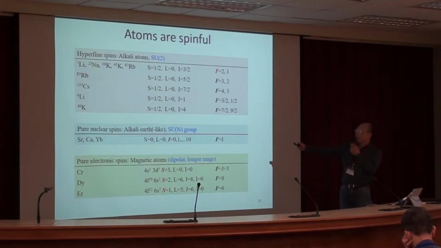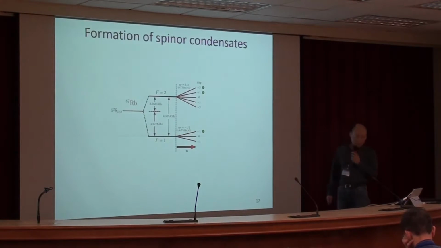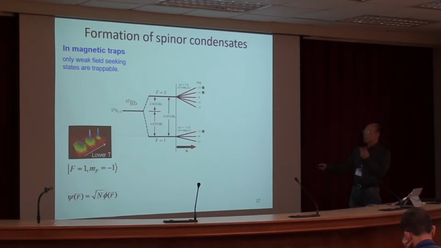And in our case, we actually took the most friendly one, the rubidium atoms. And the formation of spinor condensate. So this is when you turn the B field on, you will see the ground state spin 1 and the hyperfine excited state is spin 2. These are all in the electronic ground state. Okay, so if you turn on the B field, you'll find they split into 3 or 5 states. And in the B field, only these 3 states are trappable.